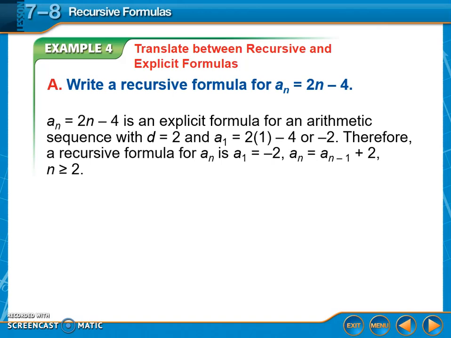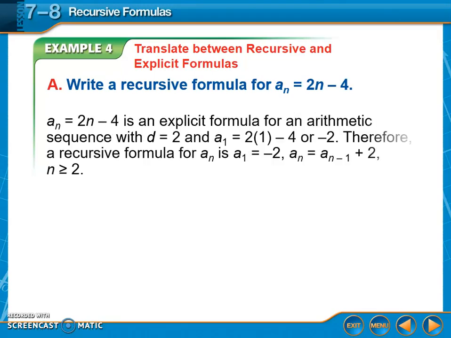So let's figure out the first term. If I put in 1, I'm going to get 2 times 1 minus 4, or negative 2. So a of 1 is negative 2. A of n is therefore going to be a of n minus 1 plus 2. Basically, if I were to keep doing this, I would get the terms negative 2, and then 0, and then 2, and then 4, and 6, just plugging in 1, 2, 3, 4 for n. So the difference that it's changing by is 2. I'm just putting the 2 here into my recursive formula.